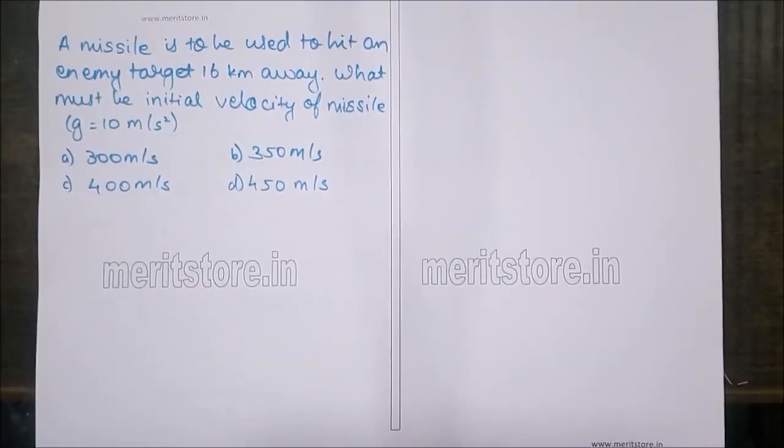A missile is to be hit on an enemy target 16 kilometers away. What must be the initial velocity of the missile? The options given are 300 meters per second, 350 meters per second, 400 meters per second, and 450 meters per second.